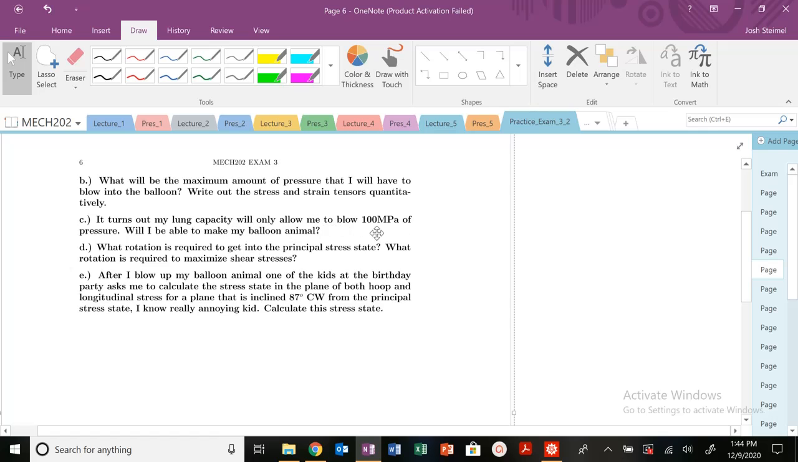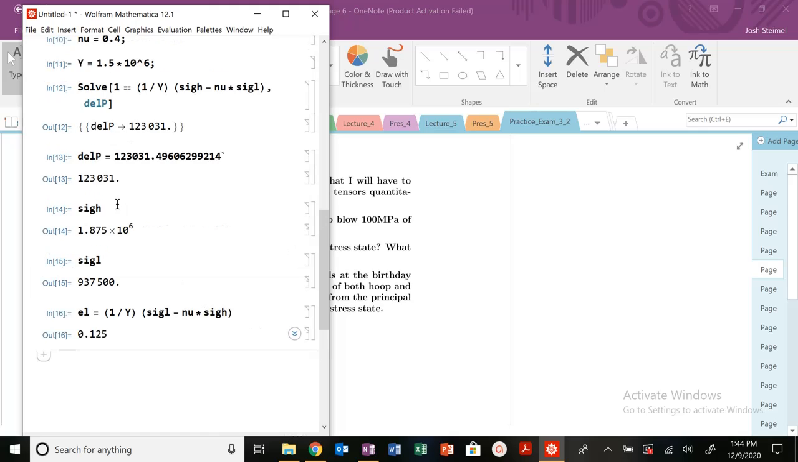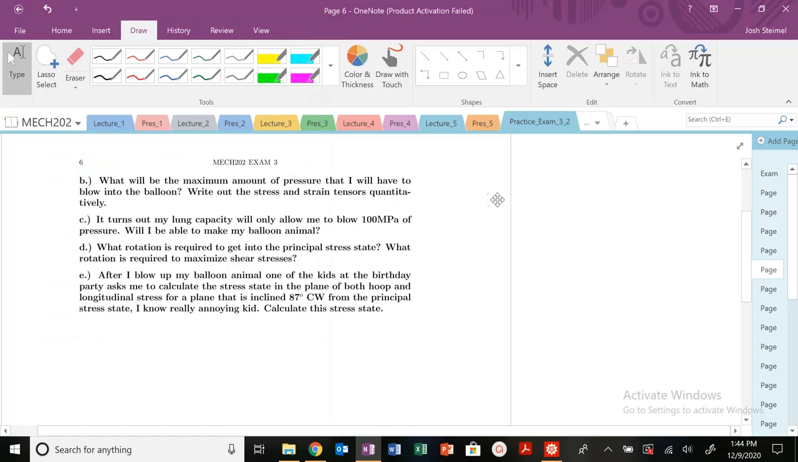My lung capacity will only allow me to blow to 100 megapascals of pressure. Will I be able to make my balloon animal? So this is 123 kilopascals. So absolutely, my lungs will definitely let me do it because I need to reach at least 123 kPa. Great. What's my rotation to get to principal stress state? I'm already in it, 0 degrees. What about for the principal shear stress state? 45 degrees. And then finally, some annoying kid asked me to calculate the stress state in a plane of both the hoop and longitudinal stress.